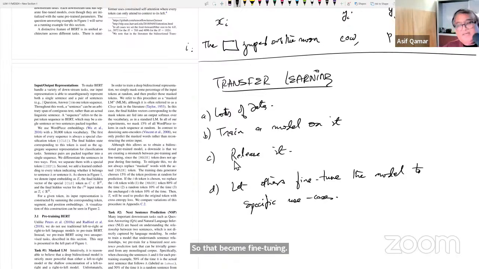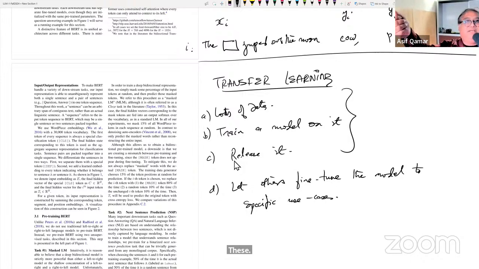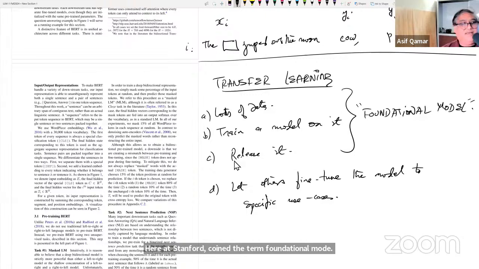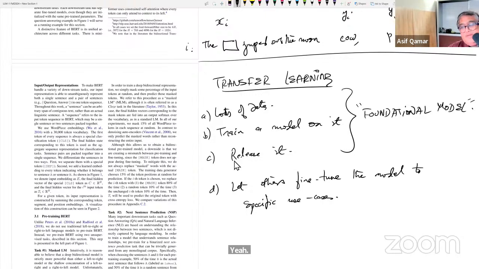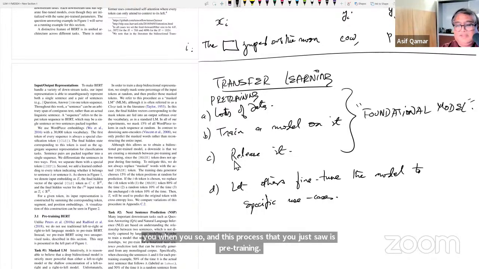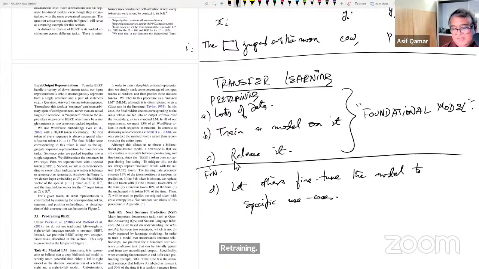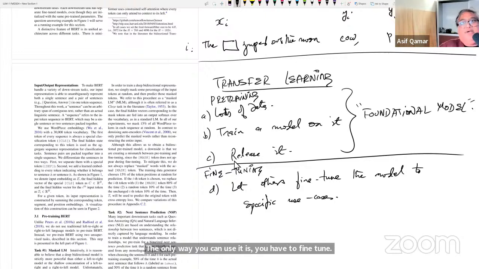So when that began to happen, there was a word coined, I believe it was Fei-Fei Li here at Stanford coined the term foundational model. This word was coined fairly recently here, a foundational model. And this process that you just saw is pre-training. Pre-training, and this part is fine-tuning, tuning to some specific use case. But when you pre-train a machine, you don't just expect that the only way you can use it is you have to fine-tune. The expectation should be that in a vast majority of cases, the foundational model will just work out of the box. Are we together?